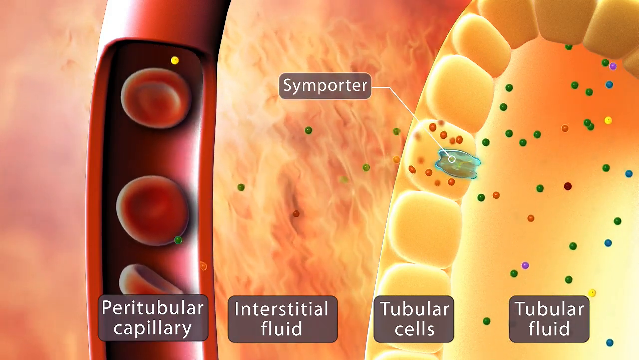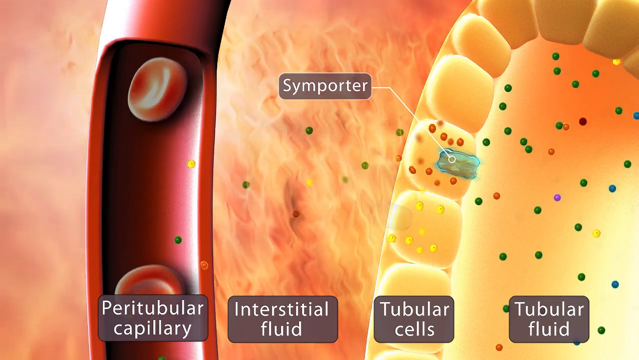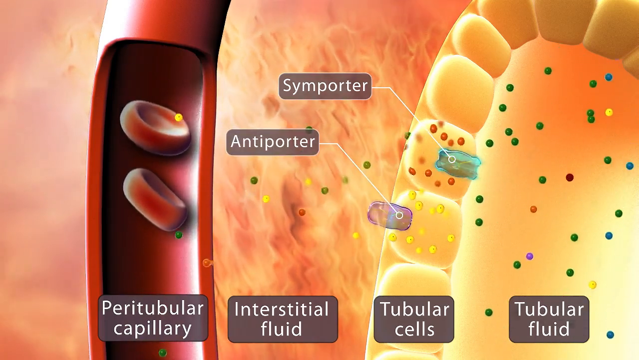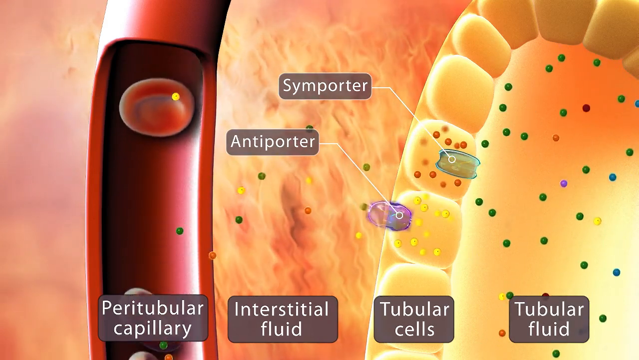Symporters move two or more substances in the same direction across the membrane. Antiporters move two or more substances in opposite directions across the membrane.